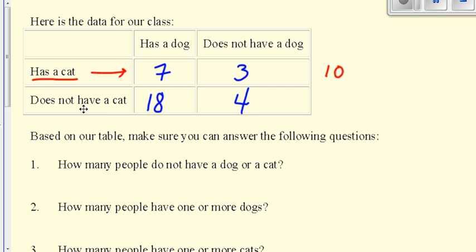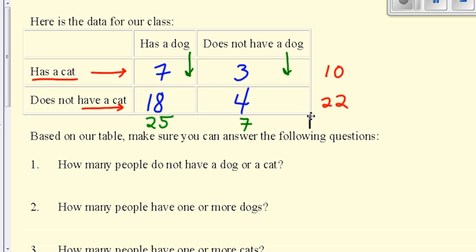If I were to add up this row, going this direction, I would find out that there are 22 people who do not have a cat. Okay, they might have a dog, they might not have a dog, but 22 in total do not have a cat. And then if I were to add in the vertical direction, I would find out that there are 25 people who have dogs in their household, and there are 7 people who do not have dogs in their household. Now, those green numbers just tell me about dog-type things. The red numbers just tell me about cat-type things.